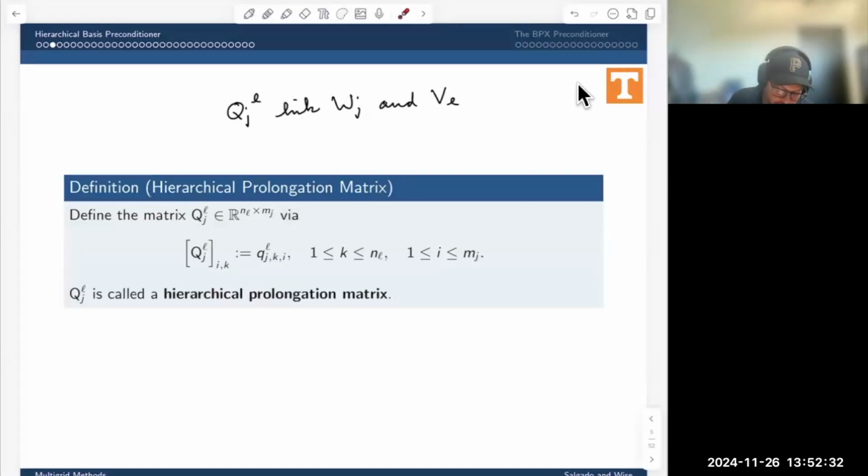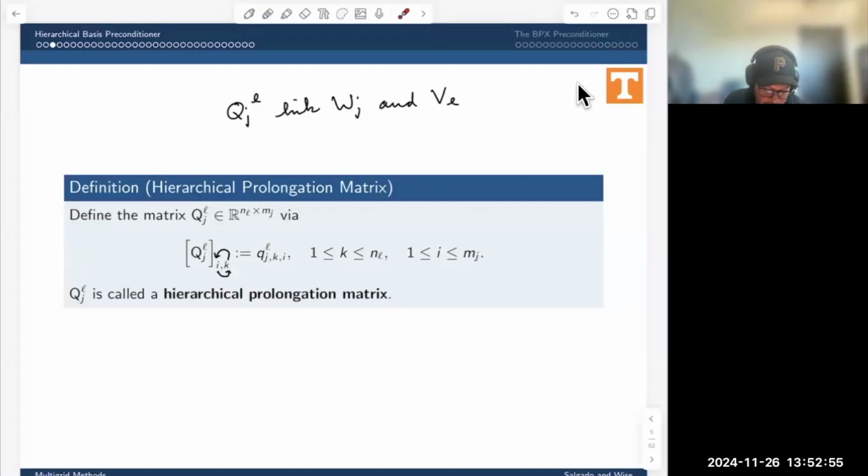So if this is NL rows, MJ columns, then how many elements should I have? It should have NL elements. But here I'm saying it's MJ. So these two numbers should be interchanged. It's a typo.